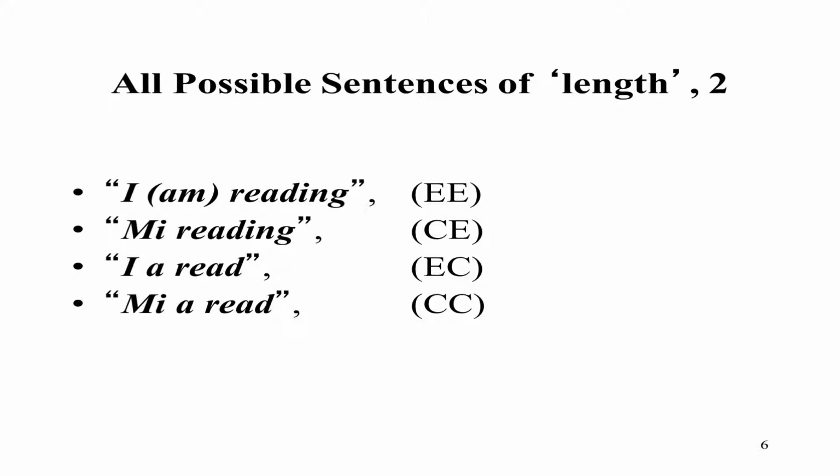So the versions would be, I am reading, and I'm giving you, just to anticipate the notation I'll be using, double brackets, and then inside, the variants coded either as E for English or C for Creole. So the first sentence is English subject I, English verb, I'm reading. The second one is me reading. The third, I read. And the fourth is me read. Me read is acceptable, allowable. It's pure Creole. I am reading is pure English. It's acceptable.